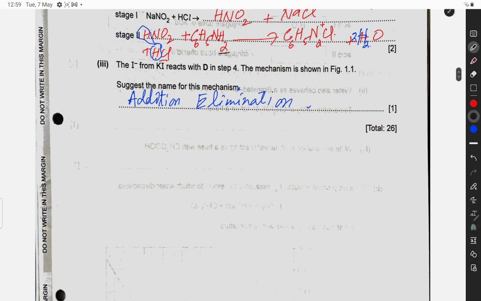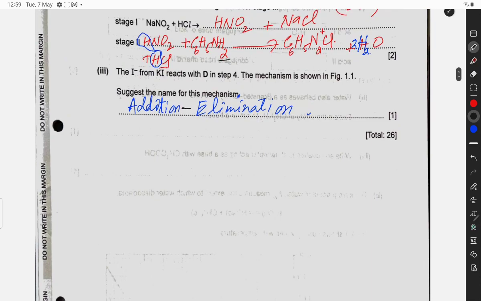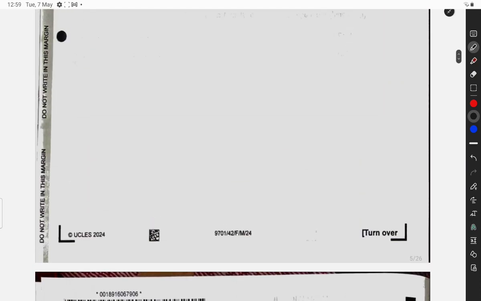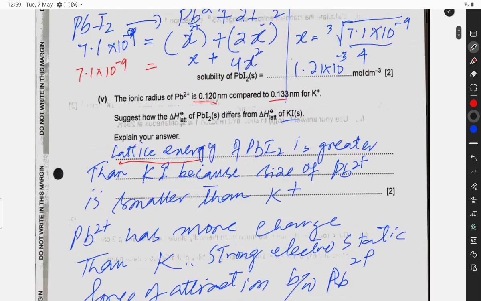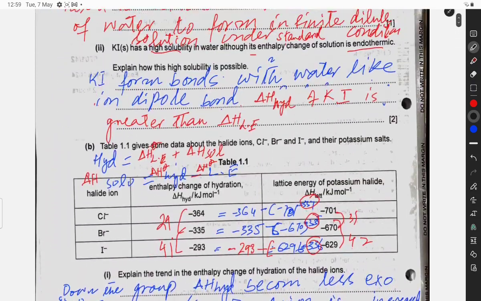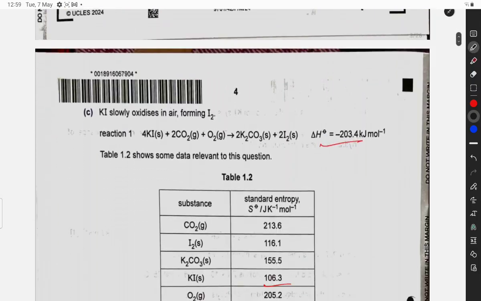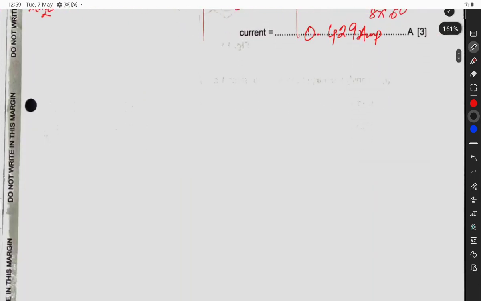The iodide from potassium iodide reacts with D in step 4. The mechanism is shown in figure 1.1. Suggest the name for this mechanism. This is an addition elimination reaction. So this is a very lengthy question carrying 26 marks, and almost all topics are assessed in this question. Please follow the same pattern and solve this paper, or rather watch this video very carefully.